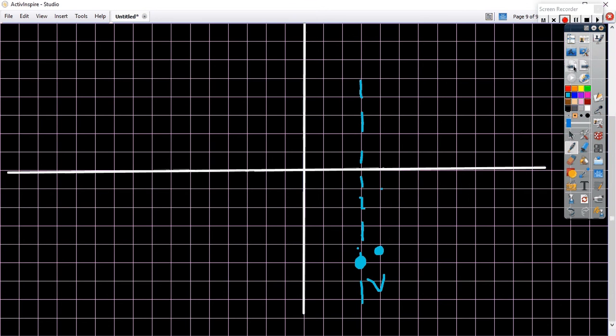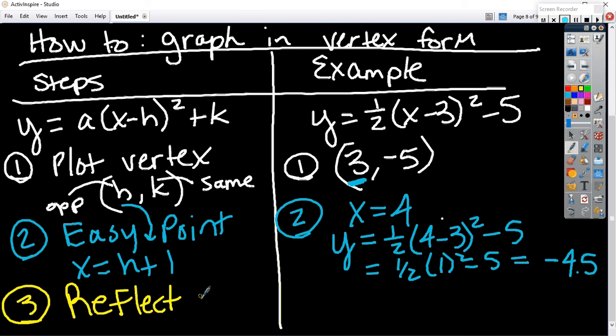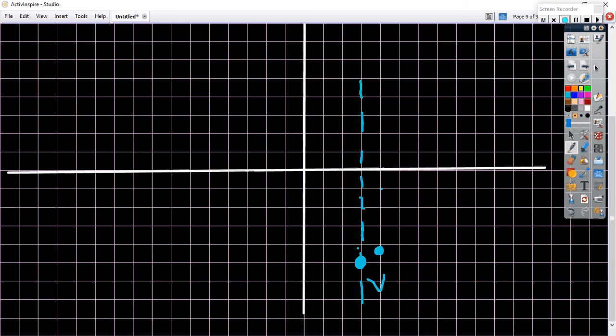What do you always do next? Reflect. Reflect and connect the dots. What do you think? Easy? Easier than standard form? Yeah. Good.